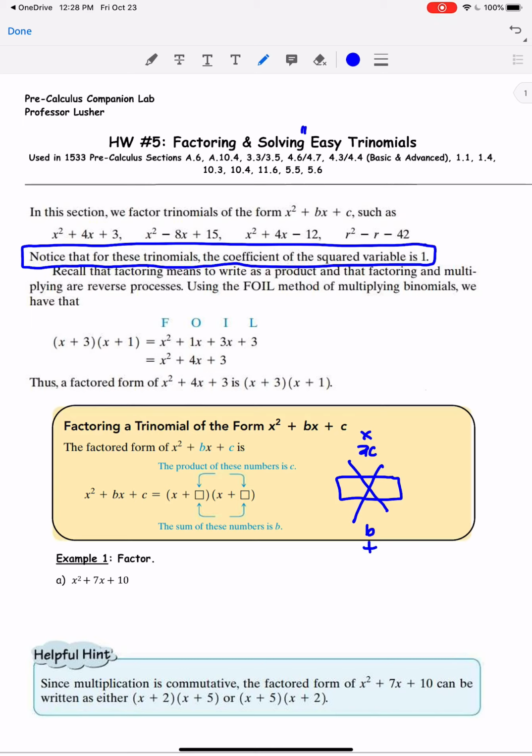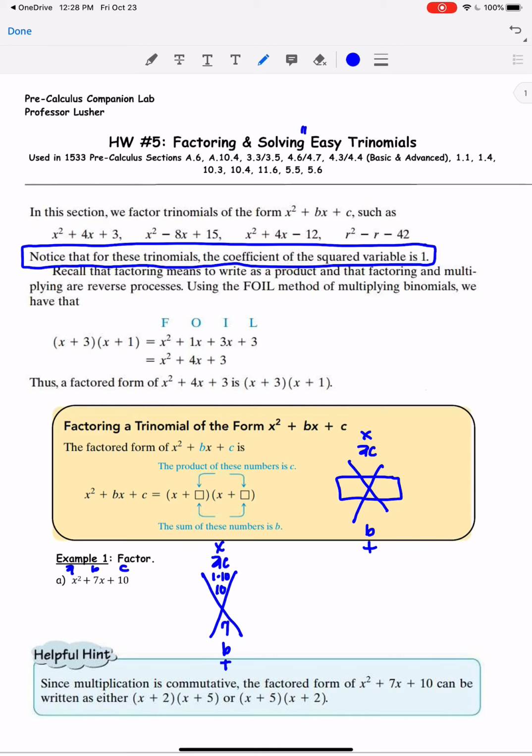So, for example, example 1 says factor x squared plus 7x plus 10. So my a is 1, my b is 7, my c is 10. So my a times c is 1 times 10. So we've got 10 here. My b term is 7. So I'm looking for 2 numbers that add up to my b, add up to 7, but multiply to my ac, multiply to my 10.